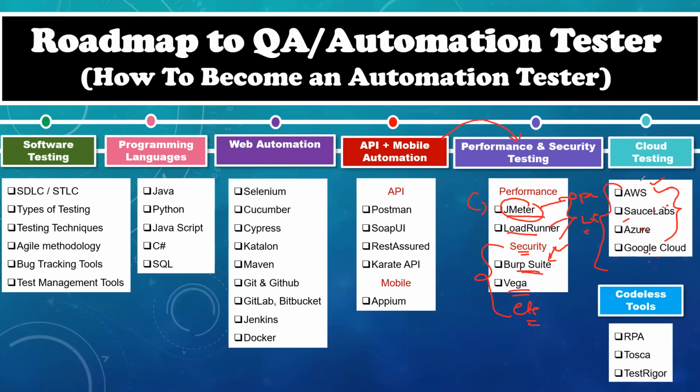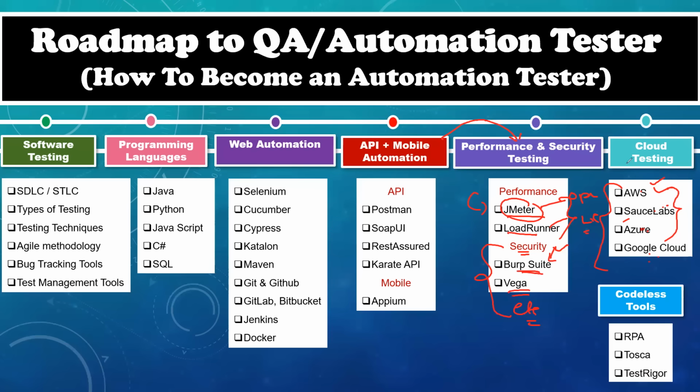Normally in big companies or MNCs, the DevOps team will take care of these things. The DevOps team takes care of all CI/CD integration, along with cloud testing and setting up the environment. But if not, you have to take care of all these things as an automation tester. Okay, so this is all about cloud testing.